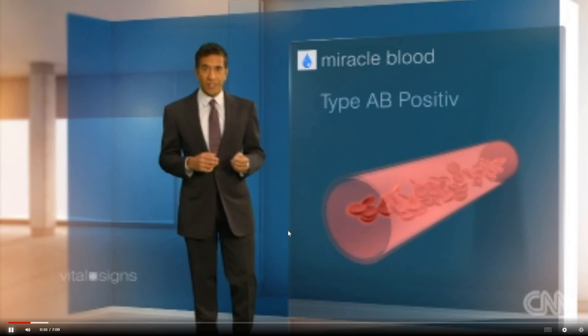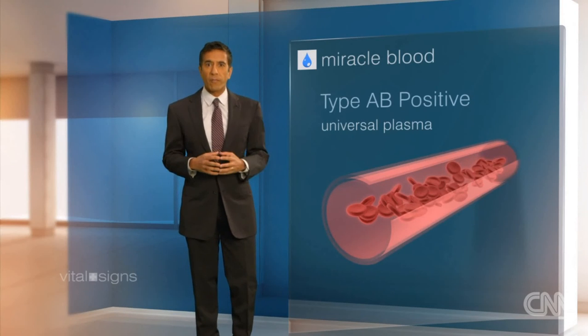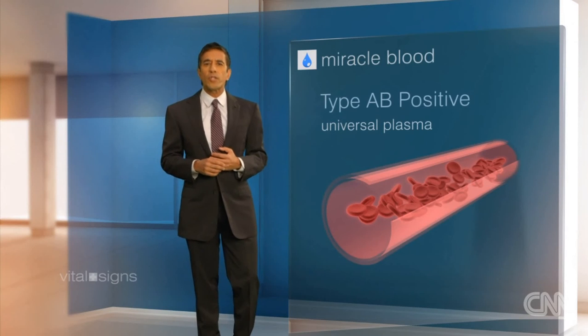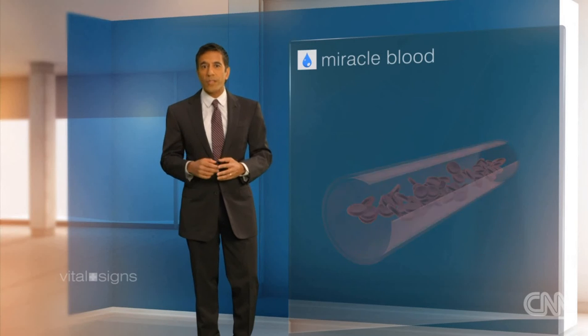Type AB positive. They're going to be the universal for plasma. That's the liquid part of our blood that carries cells and nutrients through our bodies. It's most often used in emergencies for patients requiring massive transfusions. And there are also forms of rare blood. That's the case in Australia, where the man with the golden arm has spent a lifetime of giving to save newborn babies from a blood disease.